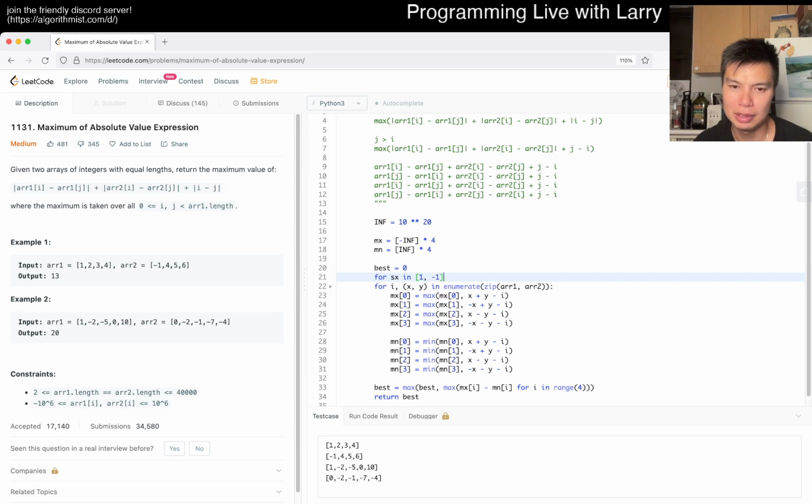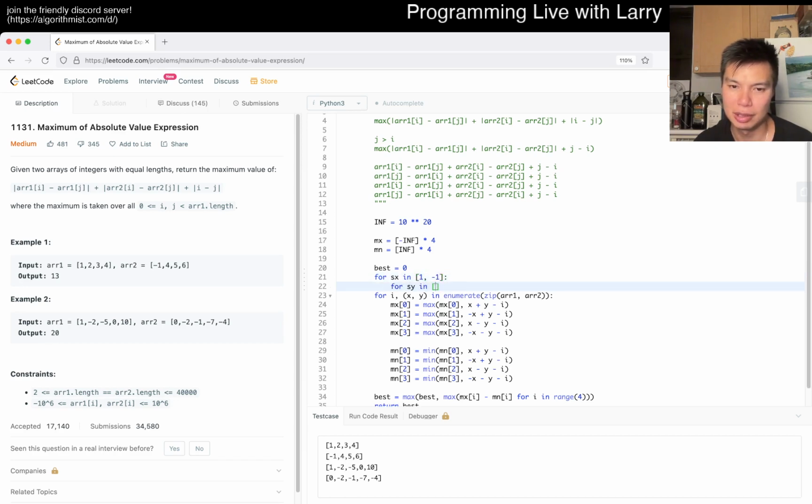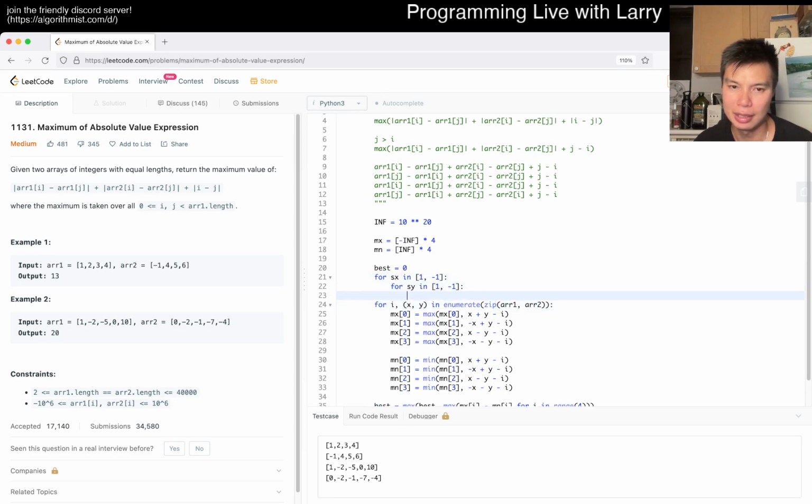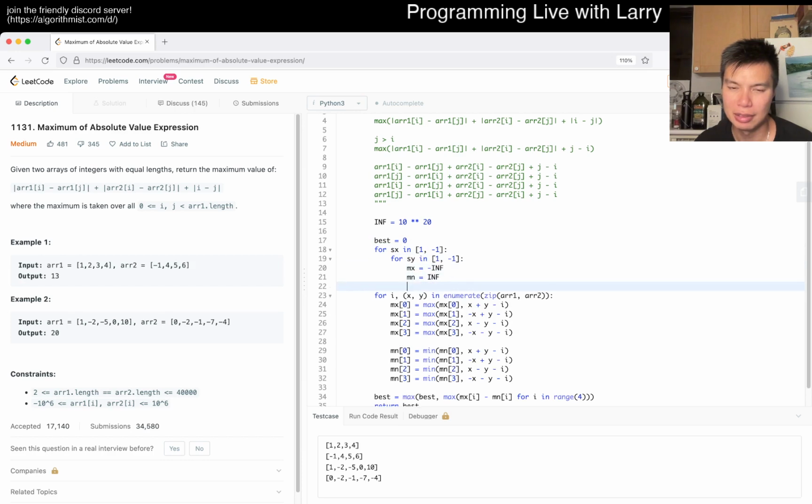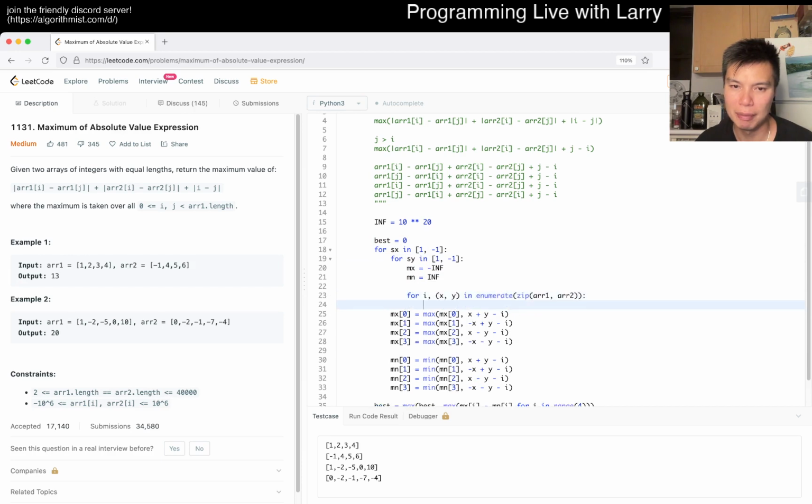1 and minus 1 for sy, and 1 and minus 1, and then we have something like max is equal to negative infinity, min is equal to infinity. This is just me doing some optimizations now. And then now we can do max is equal to max of max, and then, because I didn't realize that these are exactly the same until afterwards, I suppose.